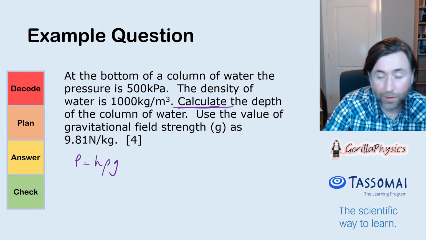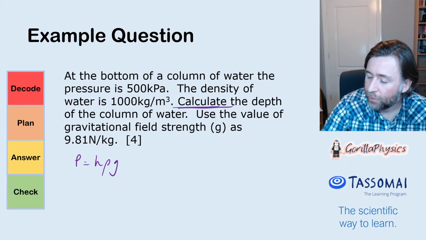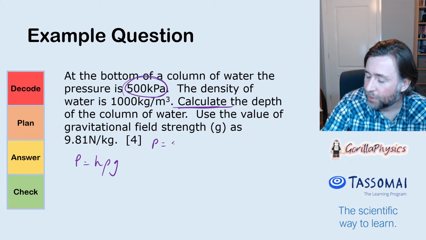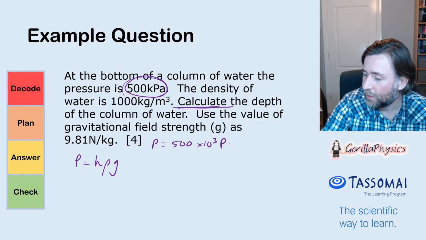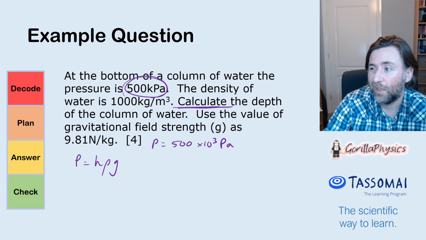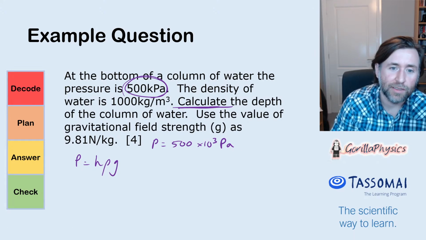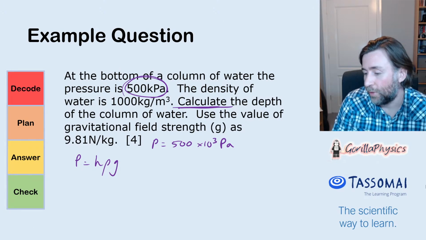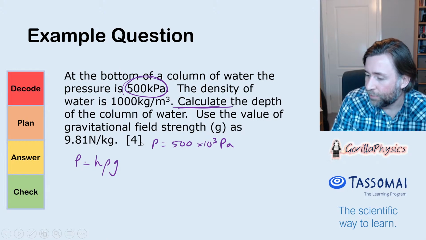Now, are our units ready? The only one that's not in SI is pressure. So pressure is 500 times 10 to the 3 pascals. It's 500,000 pascals, 500 kilopascals. And the only time you don't get rid of kilo is a kilogram. What you can do is just replace it with times 10 to the 3, or indeed just replace it with 3 zeros is also a totally acceptable way to do that.